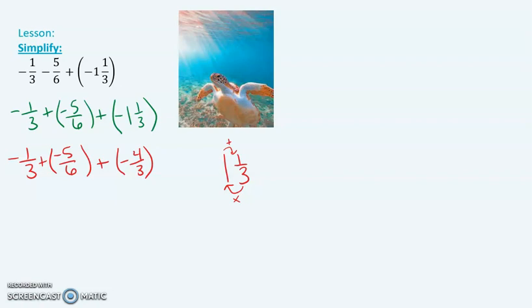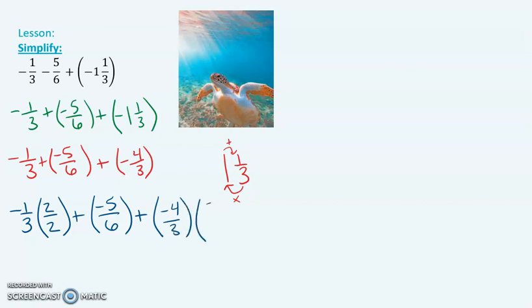I know that I can change my 3 and multiply it by a number and get 6. So my negative 5/6, I'm not going to even do anything to. I'm going to make my common denominator be a 6. So to do this, I'm going to say negative 1/3 times 2 over 2, because 2 times 3 gives me that 6, plus negative 5/6, because again, we don't have to do anything there, plus negative 4/3 times 2 over 2, because again, we need that common denominator. And so I'm just going to do it at the same time.